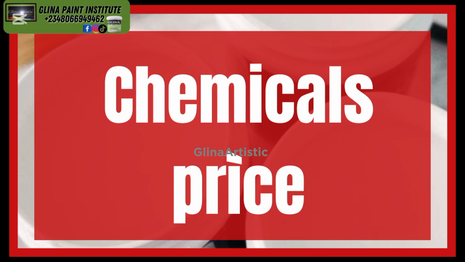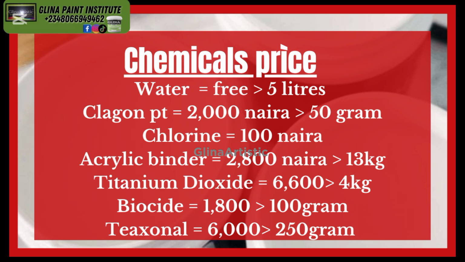So now, water is 5 liters, depending on how you're going to get your water from, free or you're paying for it. You understand? Carbon PT is 2,000 naira. So 2,000 naira divided by 50 gram. Simple, basic. What do we do? 1 kg divided by 20, which is going to give us how much? It's going to give us about 100 naira, if I'm right or wrong. You understand? So now, for chlorine, we are using very, very small.